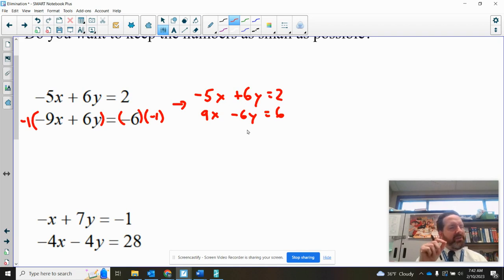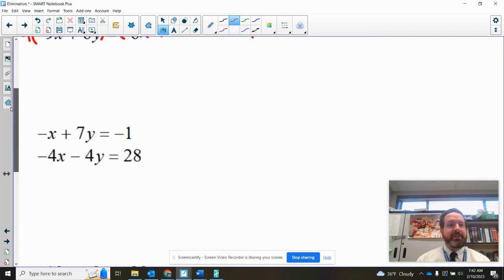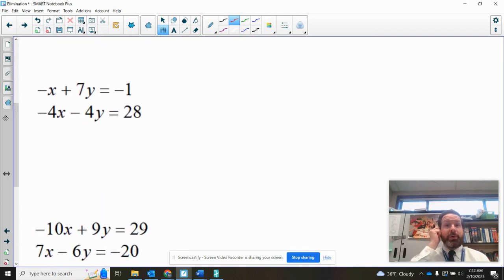So there's often a choice that's easy to spot that can keep your numbers overall a little bit smaller, which I like if I can help it. Let's take a look here at the next one. Here, do a quick pause. I want you to see if you can find the smallest number of multiplications with the smallest numbers you can do to get things to eliminate.